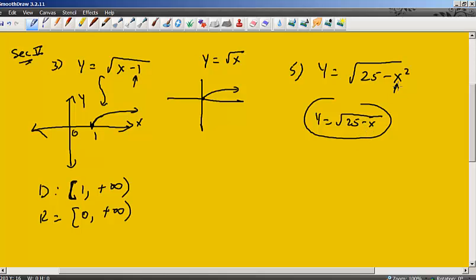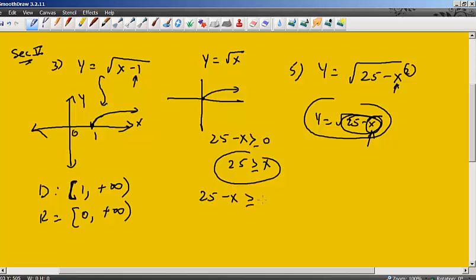If the square wasn't there, then the only numbers you can use are the numbers that will give us a positive value inside. That means 25 minus x has to be greater than or equal to 0, which means x is less than or equal to 25. Those are the only numbers you would use if you just have the x. But if you have an x squared, you'll have to solve 25 minus x squared greater than or equal to 0.